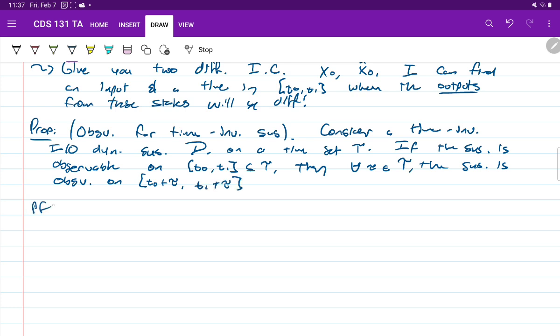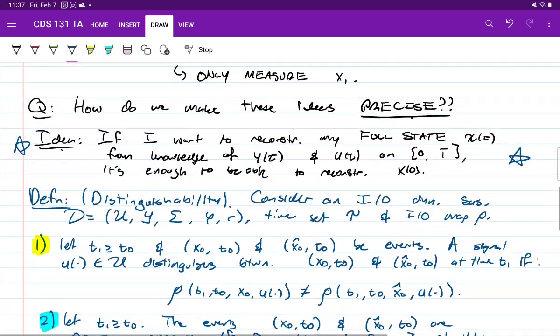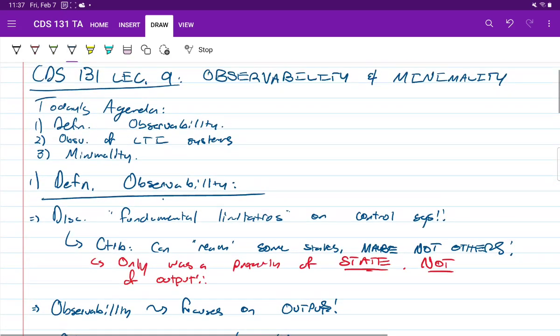All right, and the proof of this is just a direct application of the definition of time invariance. All right, so remember, if an I/O system is time invariant, then its I/O map really doesn't depend on shifts in time, right? So because of that, if we just take the input signal that distinguishes between two states and we just shift it by the time tau, then that'll distinguish between the two states at tau seconds later. All right? So you can go ahead and work out the details of this, but this is a fairly straightforward result.